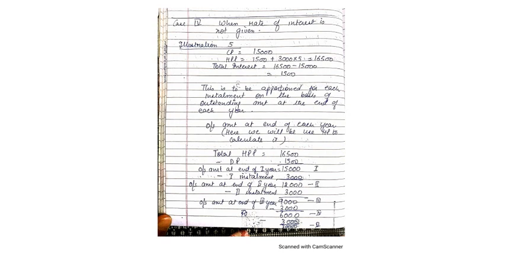When rate of interest is not given, we are given the cash price, we are given the hire purchase price, we know the installment amount, but we don't know the rate of interest, but we can calculate the total amount of interest. So we are referring to illustration 5. In this illustration, cash price is 15,000, hire purchase price is 15 down payment, and 3,000 is the installment money and 5 installments are to be paid.